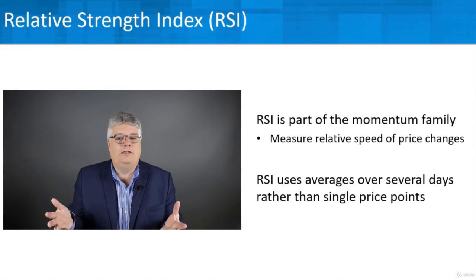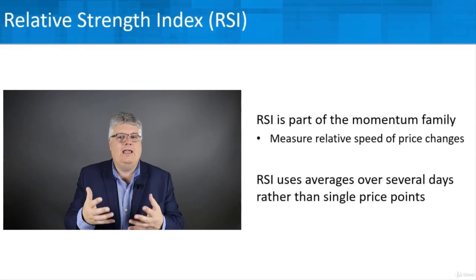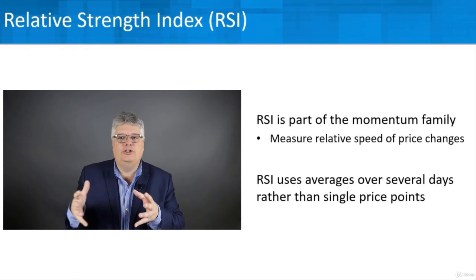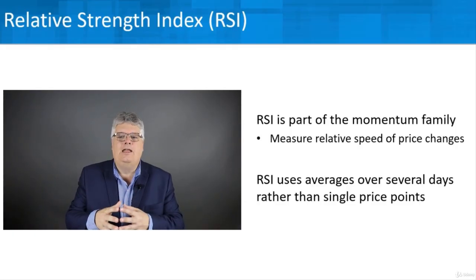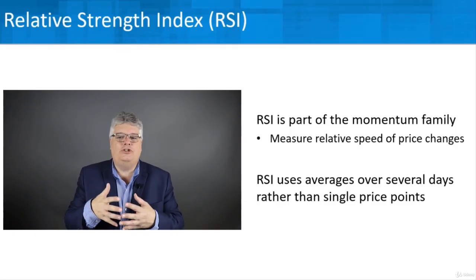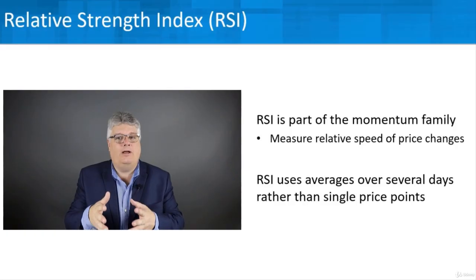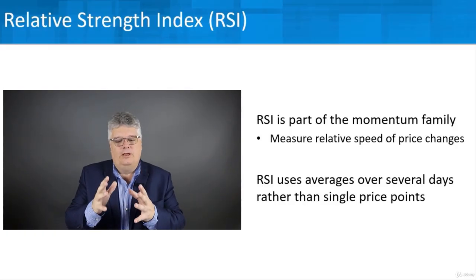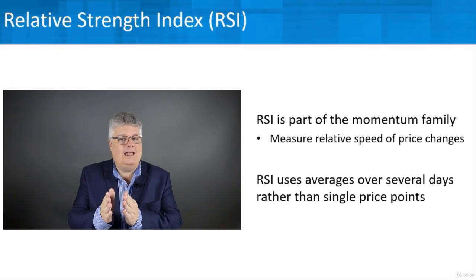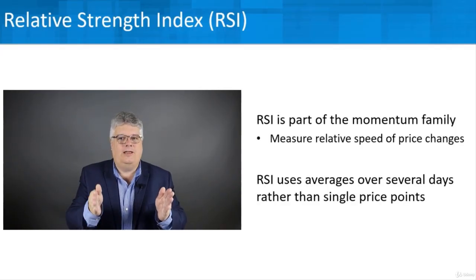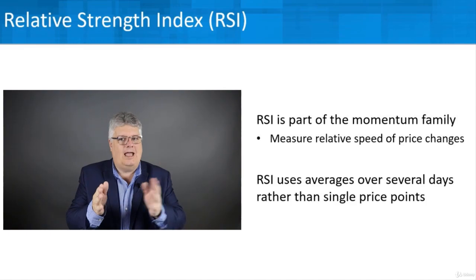As I mentioned, it's part of the momentum family, and so it means it's looking at the relative speed of the price changes, or how it's accelerating, decelerating. And the difference is it's going to use averages over several days rather than a single price point. So you remember from the traditional ROC momentum lesson, or rate of change, if I was looking at 10 days, I would go back 10 days and look at the price there for momentum. The platforms automatically calculate it, but it's basically a 10-day, in that example, look back. And it doesn't care about what happens in between, it's just that 10-day one.